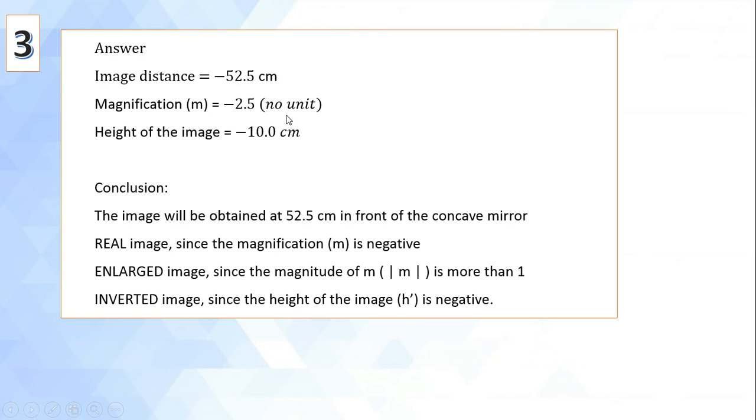By looking at the value of m, we come to know this is a real image, and the magnitude of m is more than 1, therefore it is an enlarged image. Next, the height of the image is minus 10.0, this is negative, therefore we call it the inverted image. So we have to conclude this way. In the next video, we will learn about what will happen when the object is placed at F.